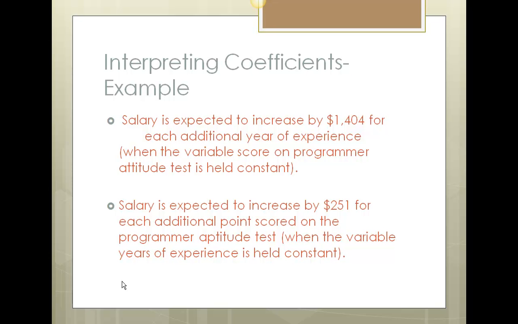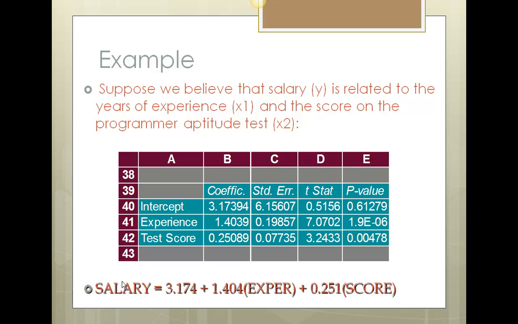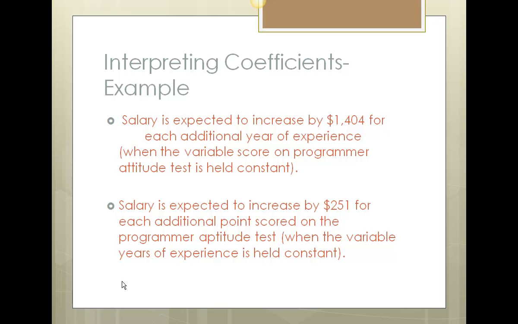So I can interpret the 0.251 coefficient of my test score in the same way. Salary is expected to increase by 251 for each additional point scored on my aptitude test. Now, it was 0.251 as the coefficient, but again, that's in thousands, so that would be a $251 increase in salary for each additional point scored on the aptitude test.